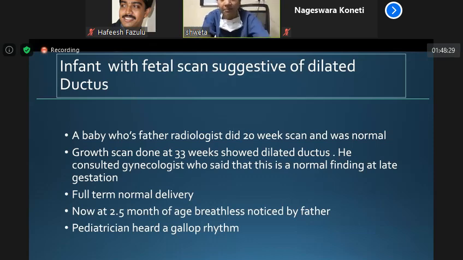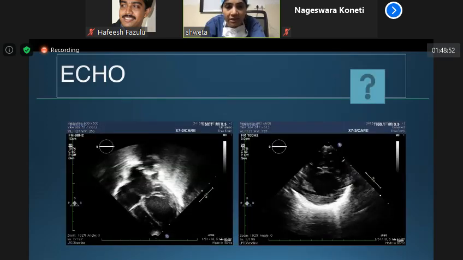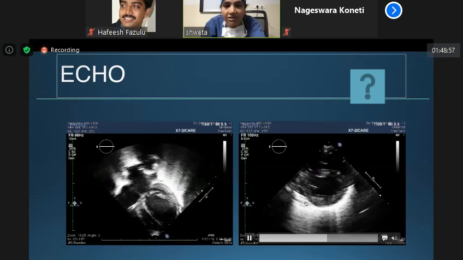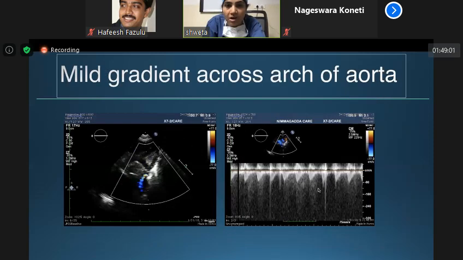Now on follow up, around 2.5 months of age, the father noticed that there is breathlessness and he took the baby to the pediatrician. When the baby came here, there was tachypnea, tachycardia, there were all features of heart failure, and you can see as the child is intubated, there is cardiomegaly and there is some evidence of pulmonary edema. So this was his echo, showing severe ventricular dysfunction and the left heart is dilated. So how would you take this?